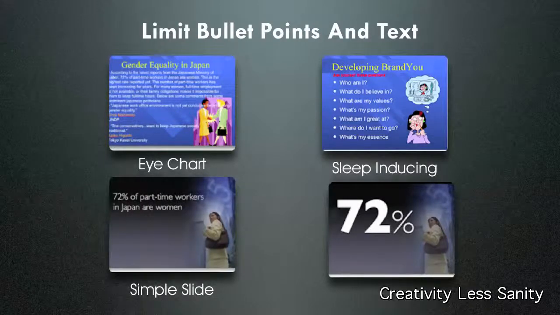Oh, easy, right? 72% of part-time workers in Japan are women. See? Only one sentence. And there's a picture of a female employee in the background. The picture and the sentence work together. They support each other. How about the details? Where are the details? You are the presenter. You provide the details. You just show the main point to your audience. And as the speaker, you talk and elaborate the details.